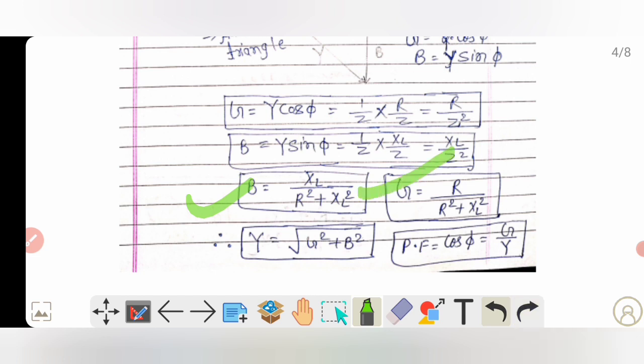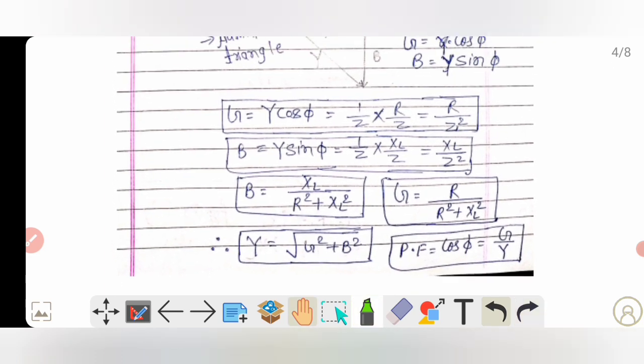And if you want to calculate the value of Y, then it will basically equal root under G square plus BL square, and the value of power factor will be G by Y. So this was all regarding the admittance method.